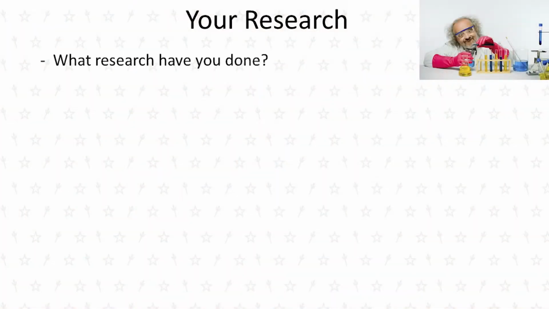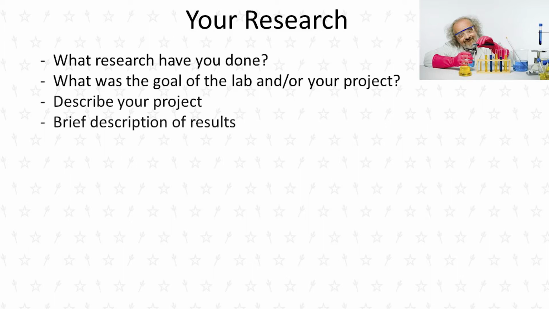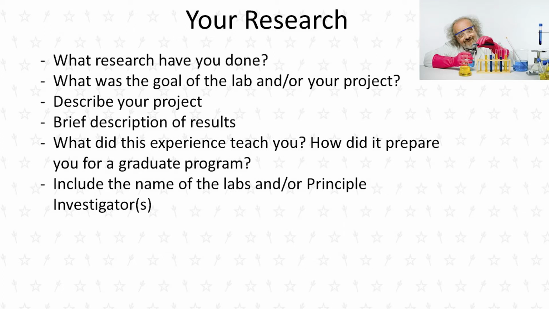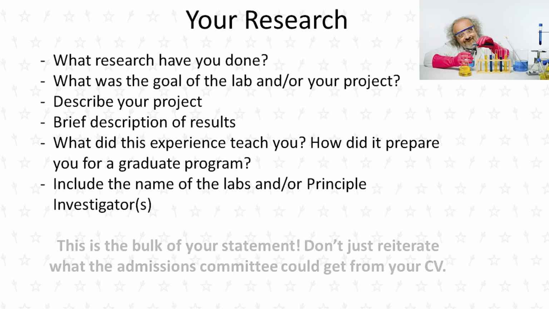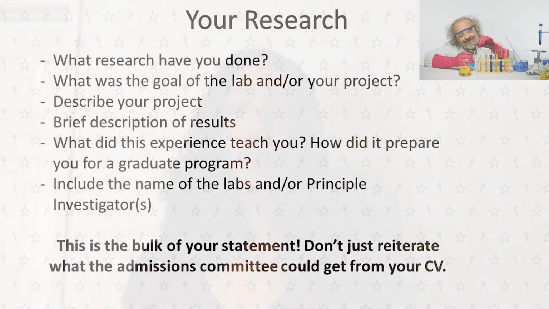The next part of your personal statement is where you discuss your research. What research have you done? What was the goal of the lab and/or your project? What did you find, and what did the experience teach you? Importantly, how has this research experience or project prepared you for success in graduate school? Make sure to include the name of the lab and/or the principal investigator. This section should be the bulk of your personal statement. Don't just reiterate what the admissions committee could get from reading your CV. This is a chance to show that you know how to talk about your research and you've had experiences that have prepared you for graduate work.